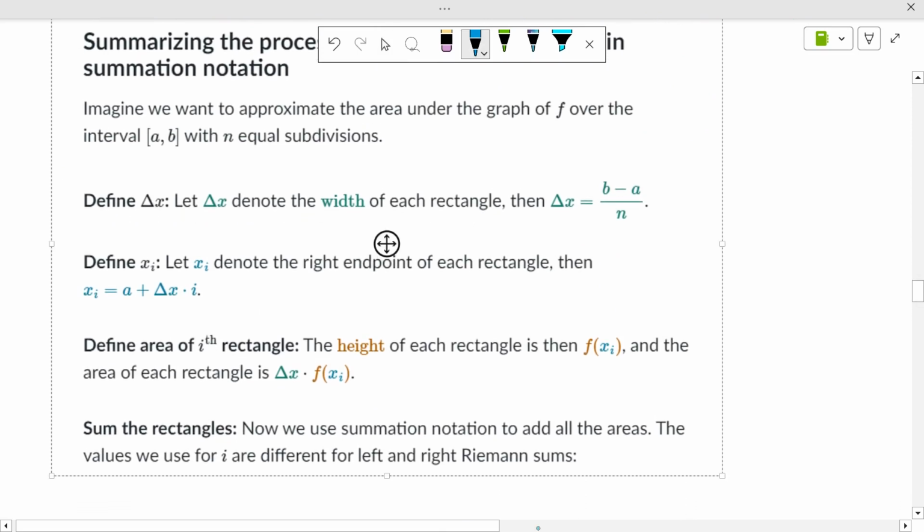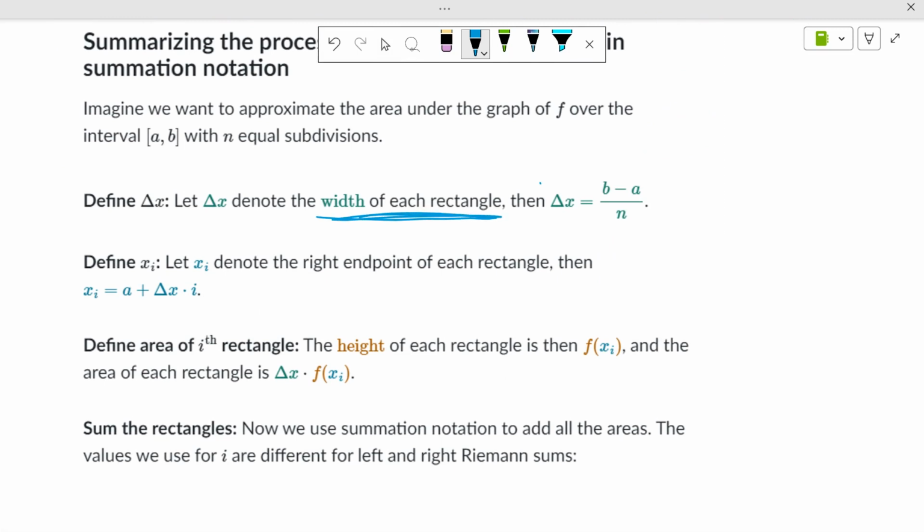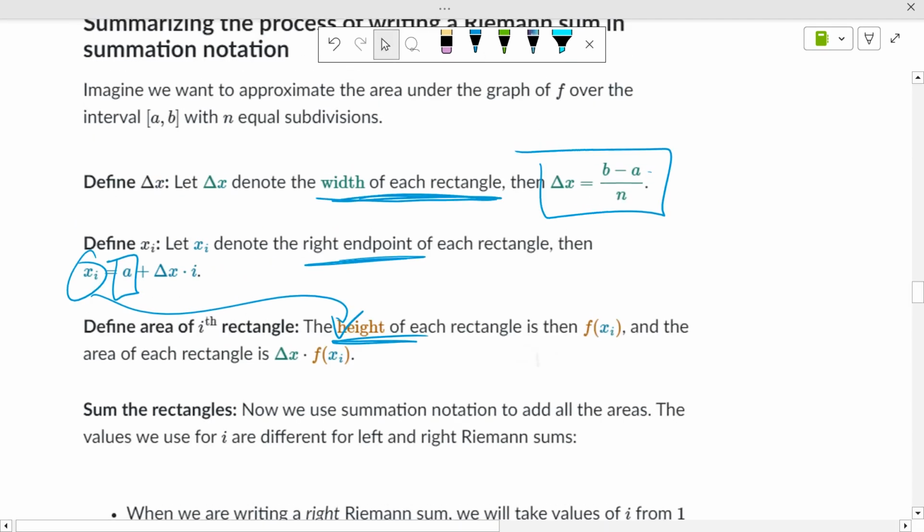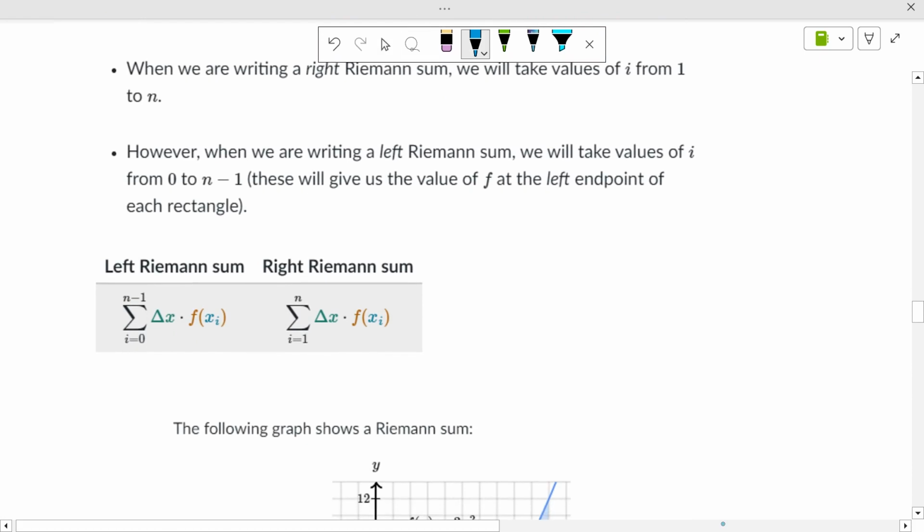Okay? So you have to find the width of each rectangle. You subtract the lowest from the highest and divide by the number of rectangles to find the width of it. Then if you're doing a right Riemann sum, we take where we start and add that to it. If we're doing a left Riemann sum, we start at the starting point and then add, or we might use subtraction. The height is what we get when we put this into the function. So you have a width, which is our change in x, and our height is our function at that point. Okay, so left Riemann sum, right Riemann sum.